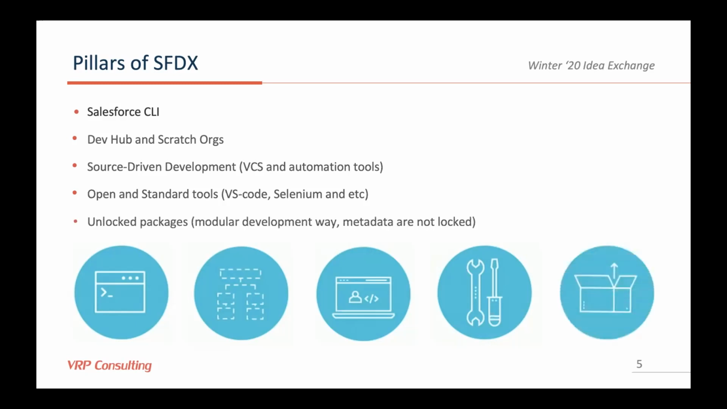Last is unlocked packages. Unlocked packages organize the metadata into a package and then deploy it to different orgs. The second generation package development model allows you to create self-contained applications or libraries that are deployed to your org via a single package. These packages are typically developed against source-tracked orgs called Scratch orgs.